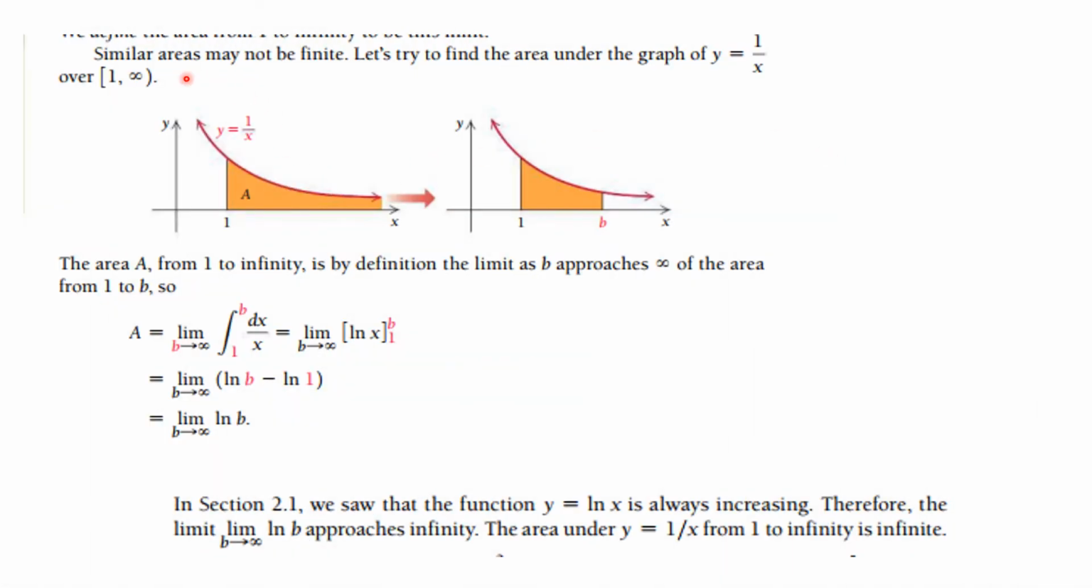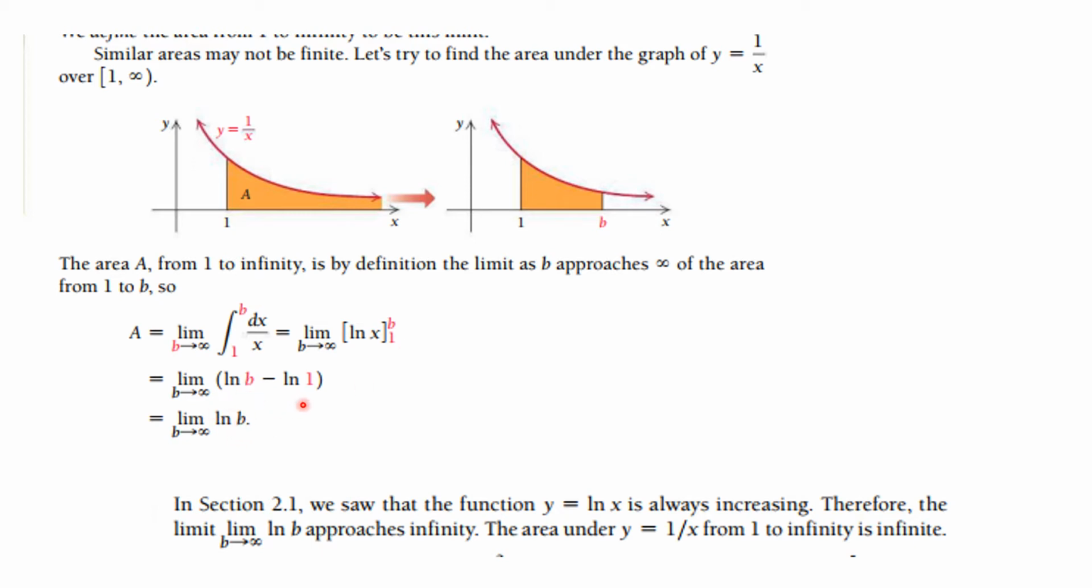Now, sometimes the areas are not finite, however. Let's try to find the area under the graph of y equals 1 over x. So here is the area from 1 to infinity of y equals 1 over x, and we're going to say, well, let's see what happens when we take the integral from 1 to b, and then we let b go to infinity as a limit. So let's do that. So the area A up here is going to be the limit as b goes to infinity of the integral from 1 to b of 1 over x dx. We know that the integral of 1 over x is the natural logarithm of x, and we evaluate that at b and 1.